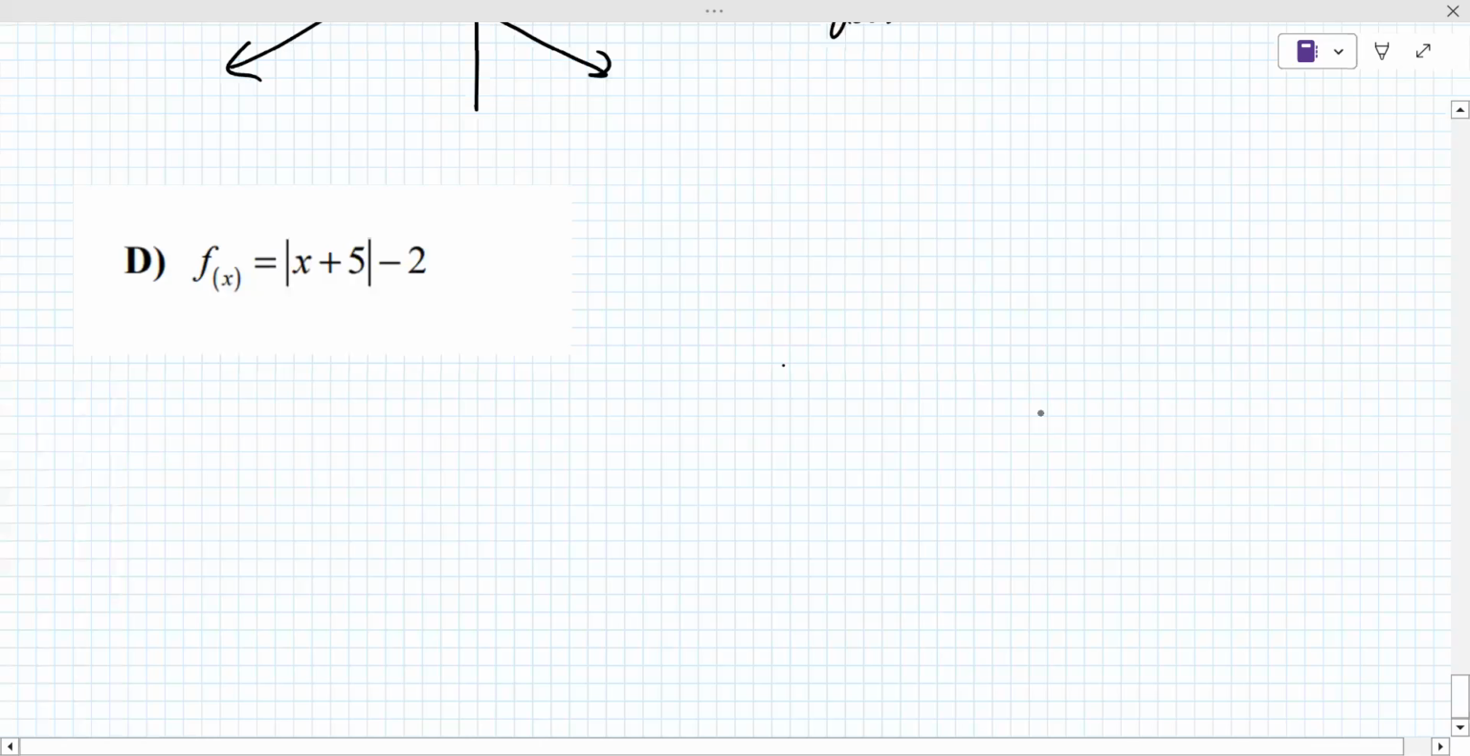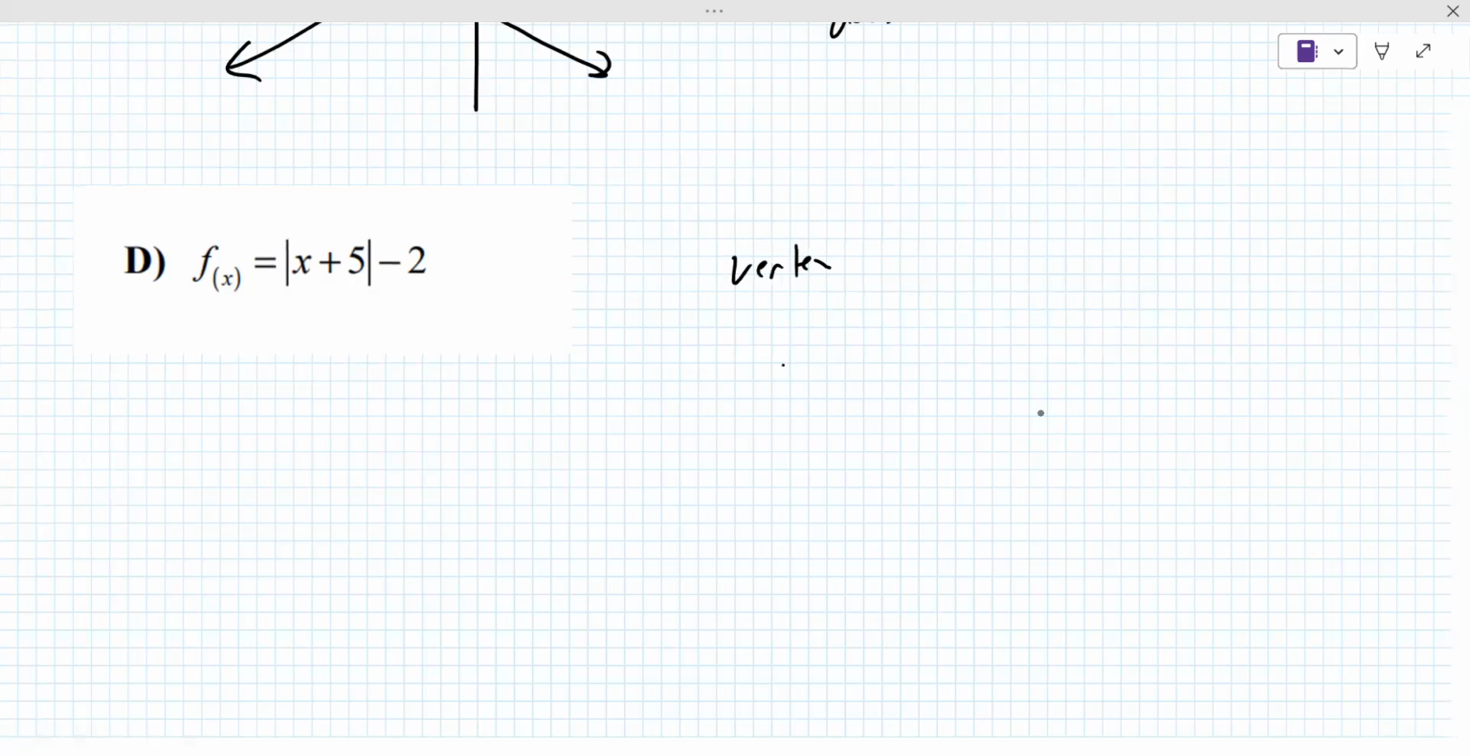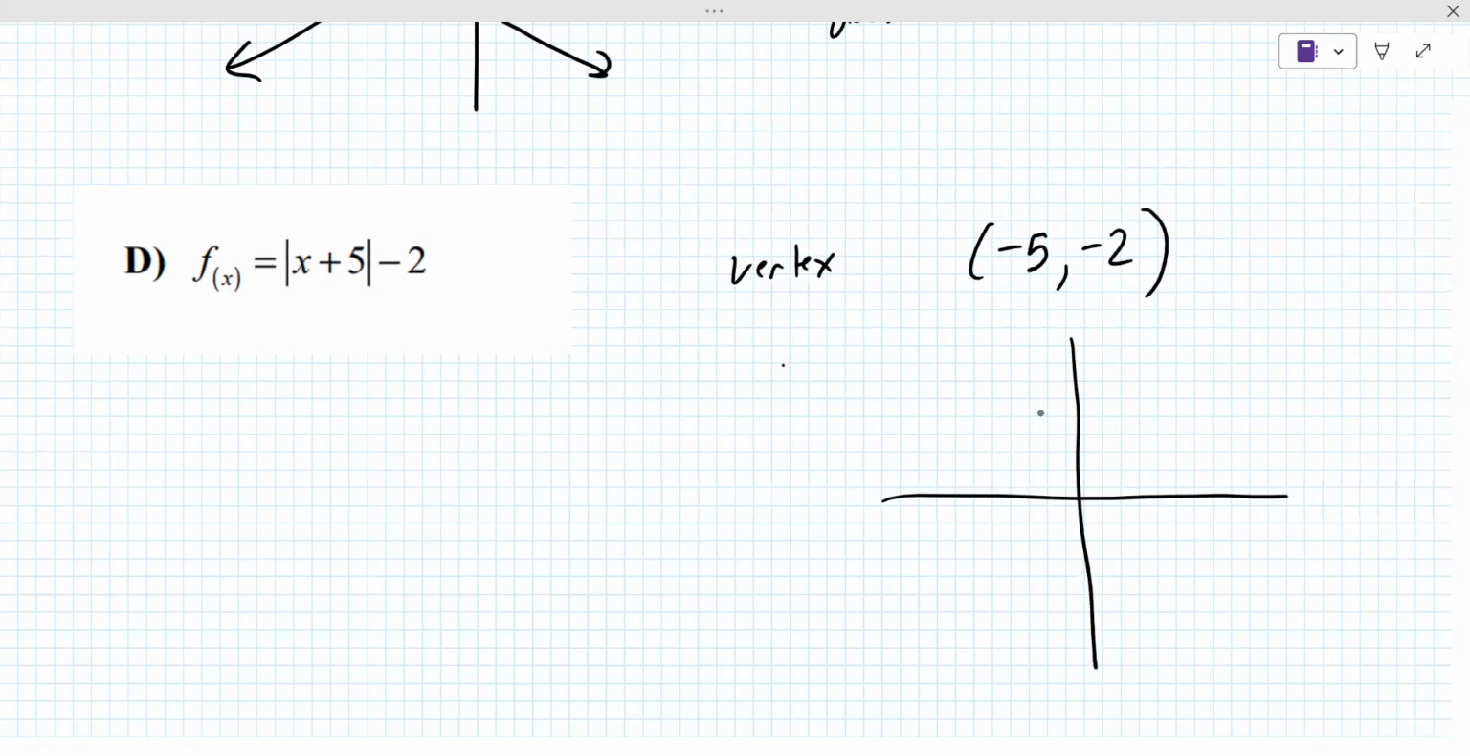Absolute value x plus 5 minus 2. Can you tell me the vertex of this? -5, -2. Very good. So make a rough sketch and tell me if it has x-intercepts or not.